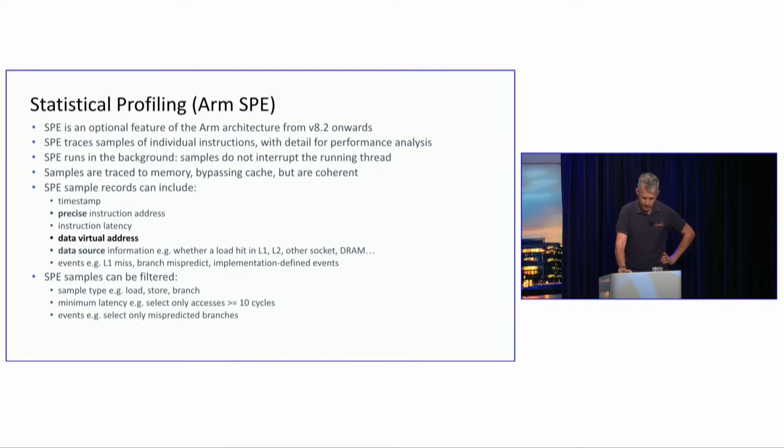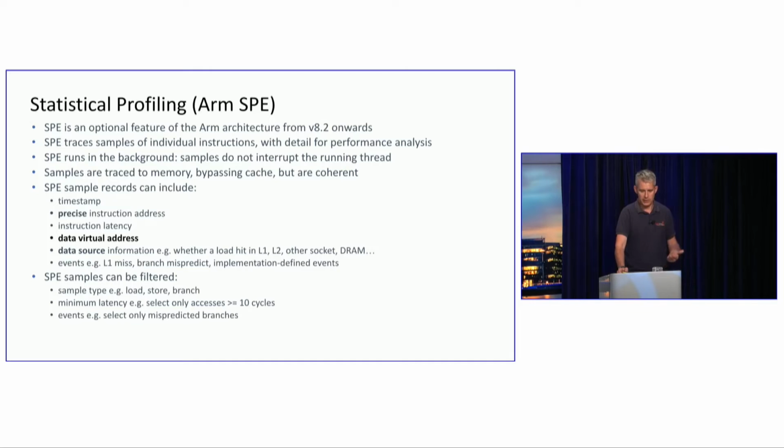There is an alternative way that gets you, in some ways, similar information, but a totally different way. So we call it statistical profiling. There are, again, similar features on other architectures. This is a feature that's come in relatively recently. It tends to be on the higher end systems, server systems. And that samples individual instructions and collects microarchitectural data.